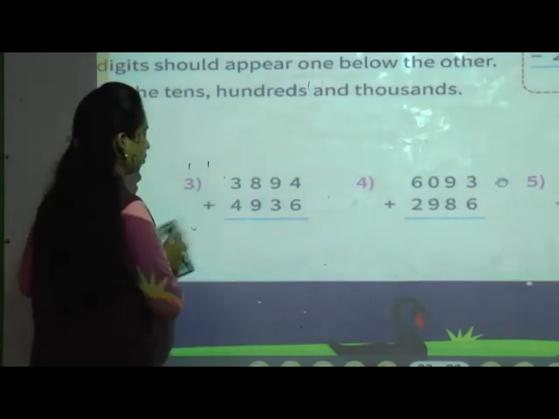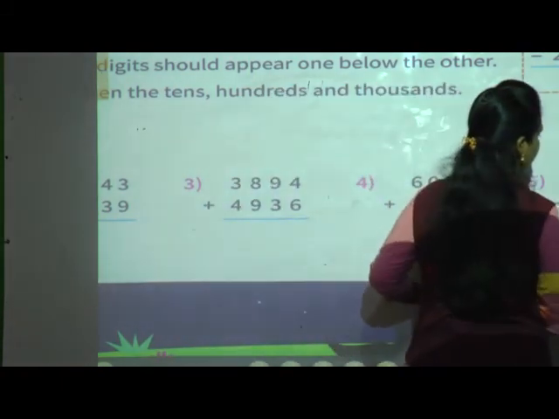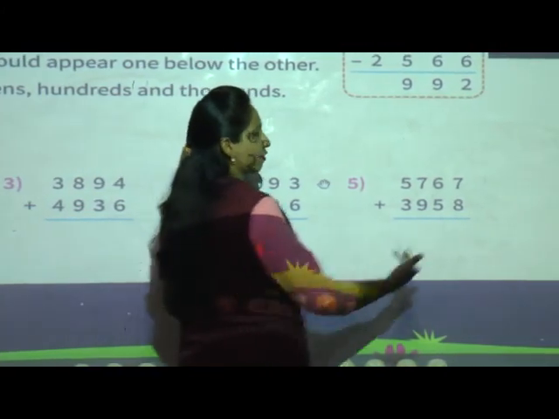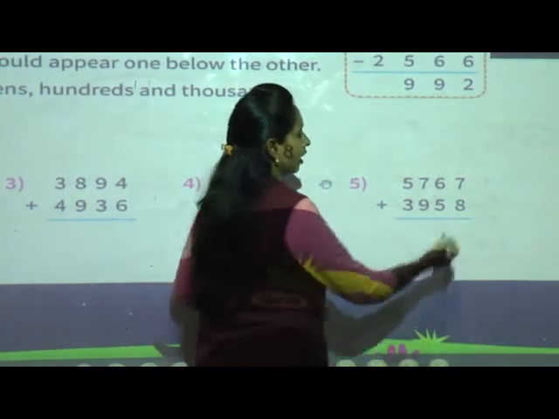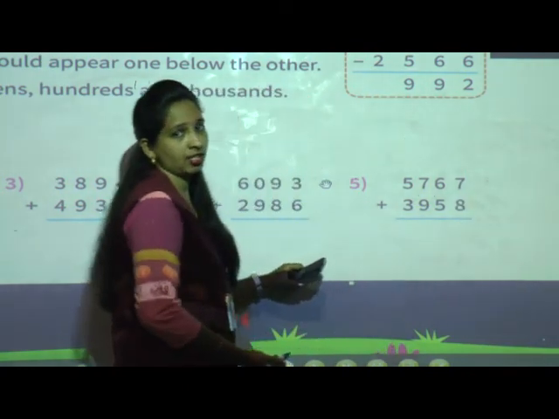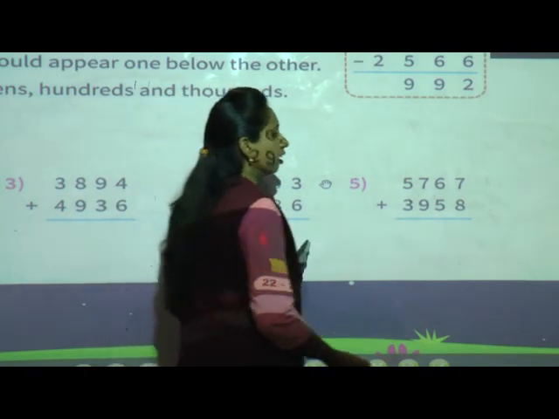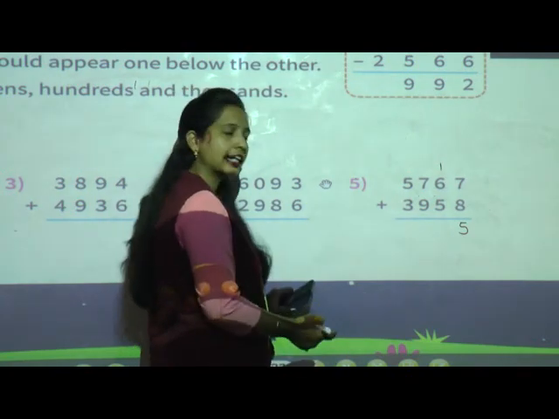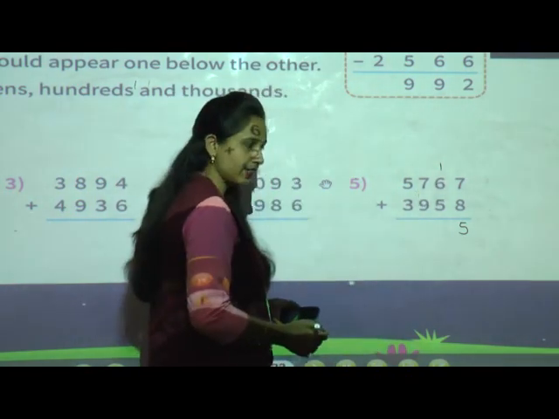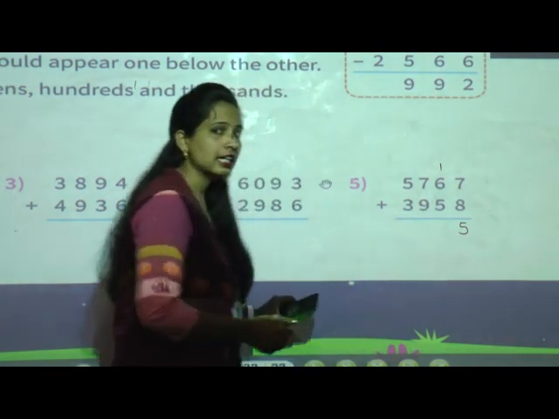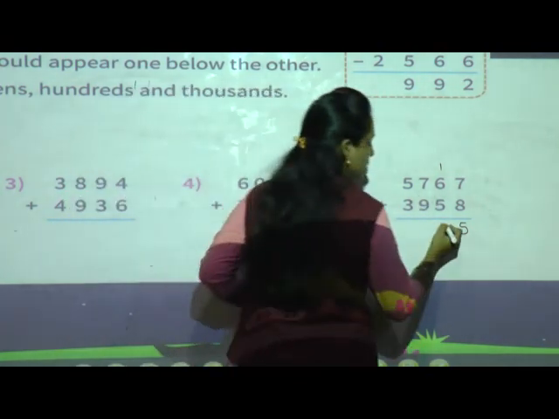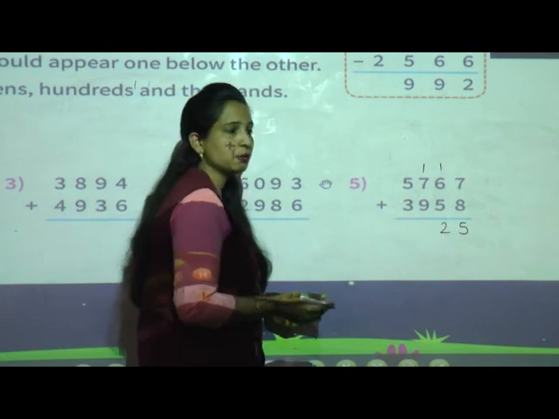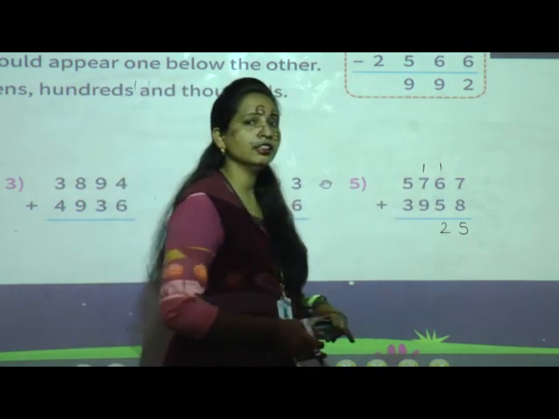Now let me solve one more question for you, that is the 5th one. The 5th one has 4-digit numbers. We always start addition and subtraction from the ones place, that is from the right side. Now 7 plus 8, tell me. 15. So 5 will be written downside, 1 will go as carry. Now 1 plus 6, 7. 7 plus 5 is 12. So we write 2 in the tens place and 1 will be carried to the hundreds place. Now tell me, 1 plus 7, 8.